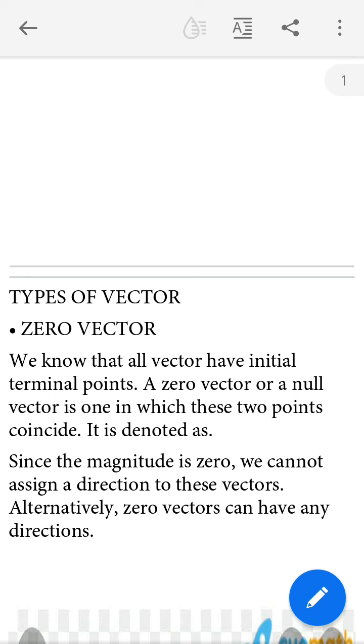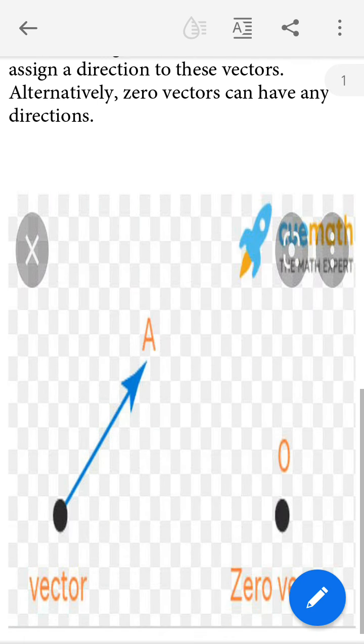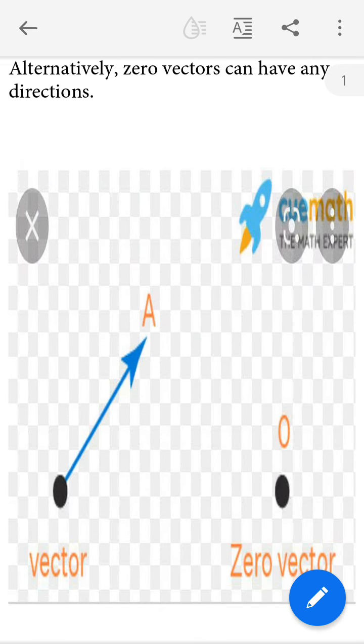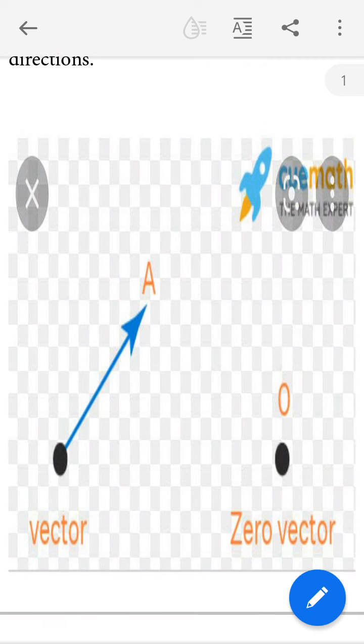Here is the example of a zero vector. If you can see, a zero vector has no direction, and also zero vectors can have any direction you want.